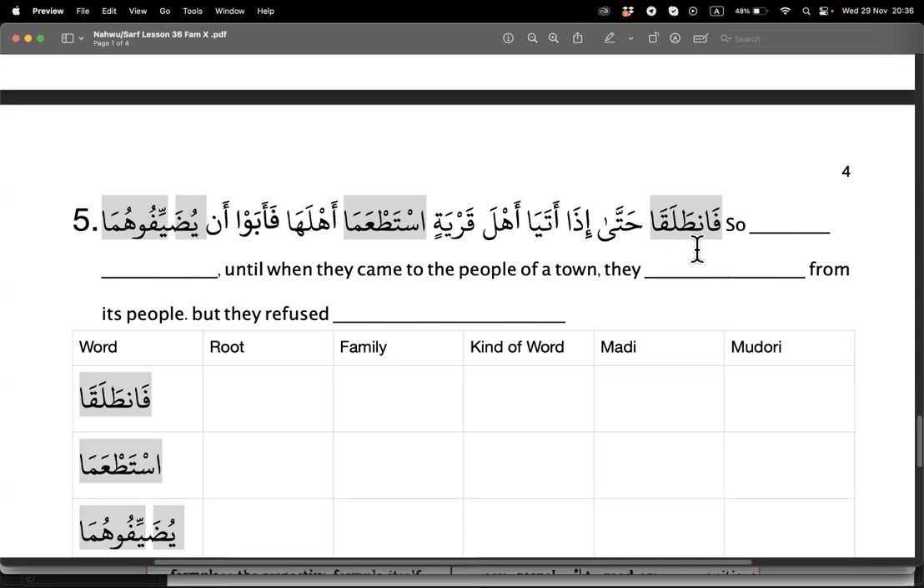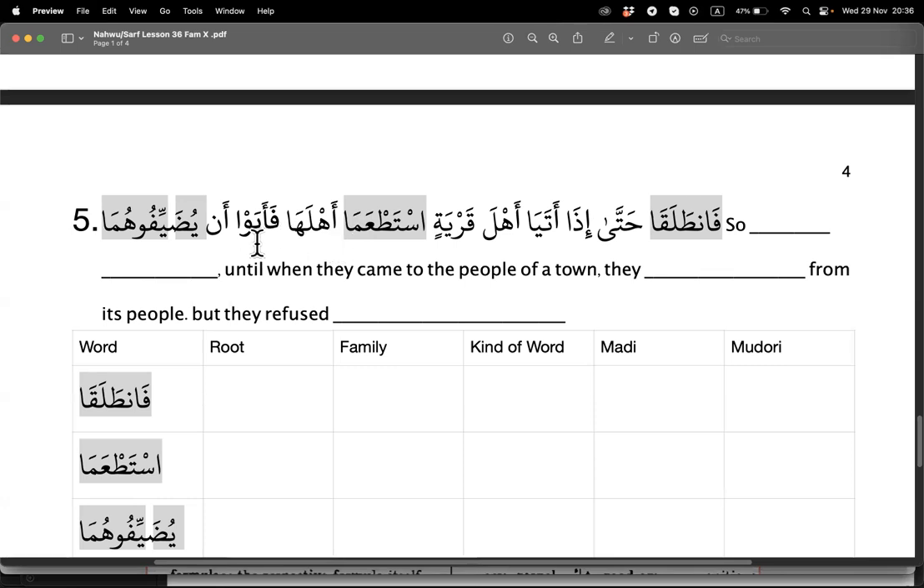So, translate. Fantolako, bertolak. Both of you set out until, when atai, ataya al-qaryati, they both came to ahla al-qaryatin, meaning the people of a town. Istata'ama, they ask them, ask them for food. They ask the people for food.